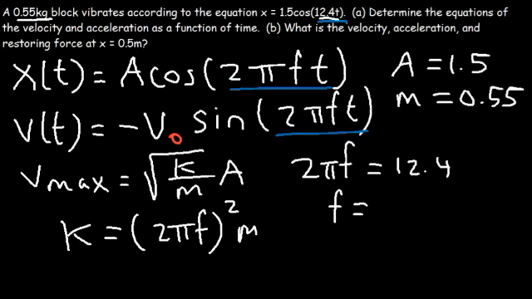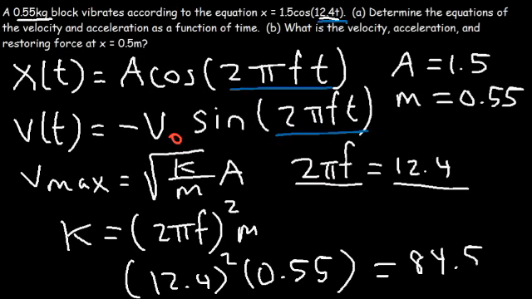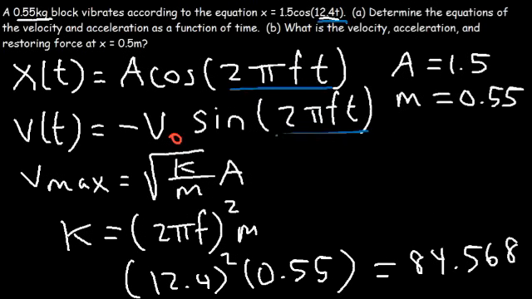Well, actually, we really don't need to find the frequency. What we could do is simply replace 2 pi f with 12.4, since we have 2 pi f in the equation. So 2 pi f is going to be 12.4, and then we're going to square it and multiply it by 0.55. So the spring constant is 84.568. So with that information, we can now find vmax.